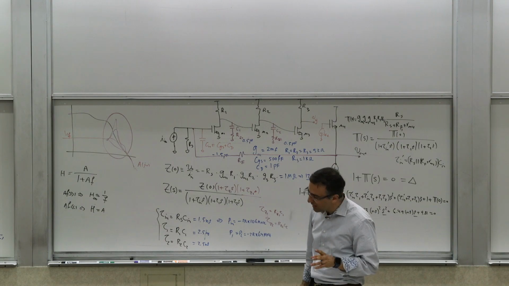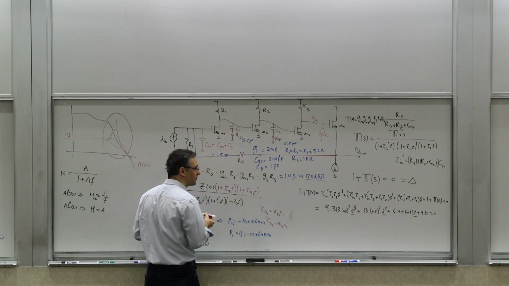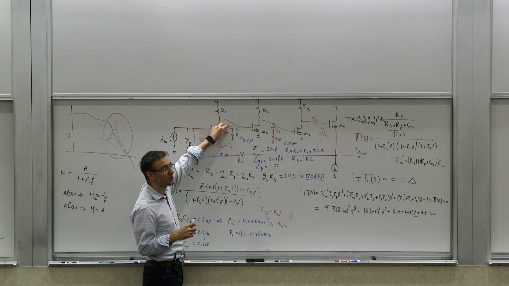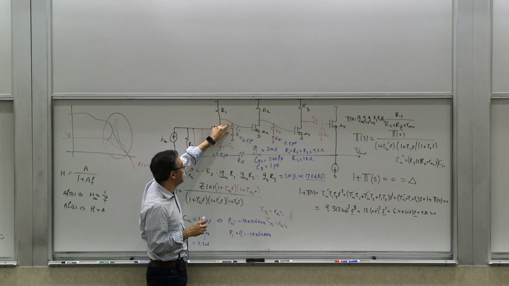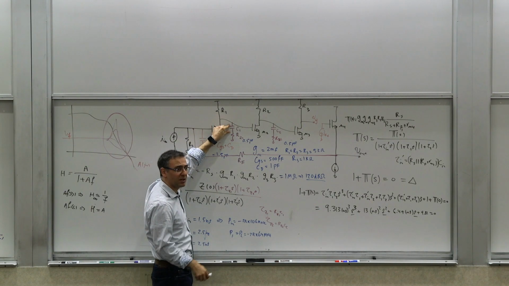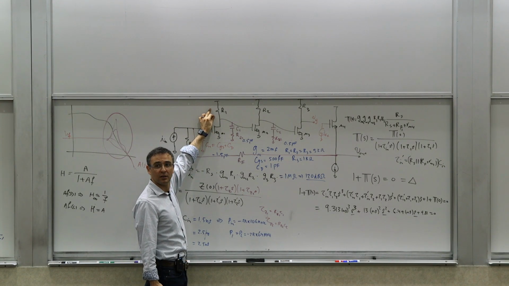Now, these also modify the time constants for the poles. So these will change. How would they change? Think about it. The time constant for C1 now, instead of being just C1 times the resistance seen by C1, what was it before when this guy was not there? It was just R1, right? So what is it now?